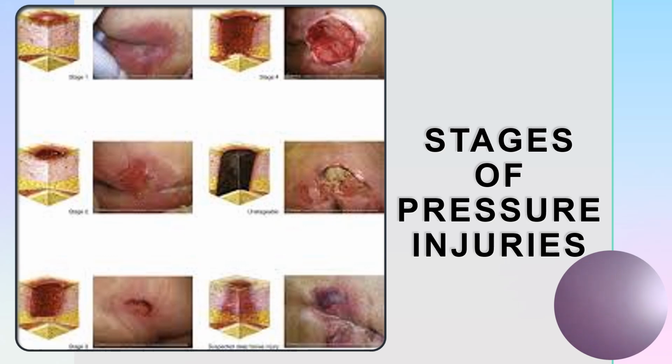Again, special surfaces for the bed or the chair: those egg crate foam mattresses, static air mattresses, alternating air, gel pads, fluidized air, water mattresses. Sheepskin boots can also help prevent shearing forces to the feet, pillows, other devices, etc.